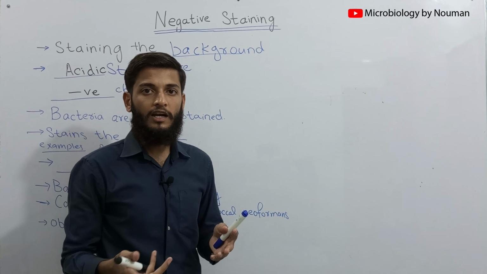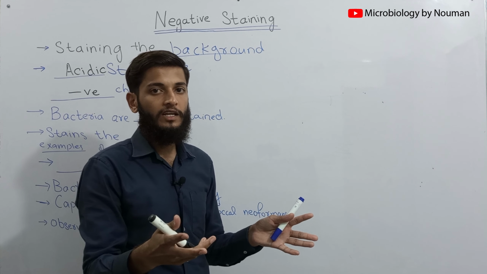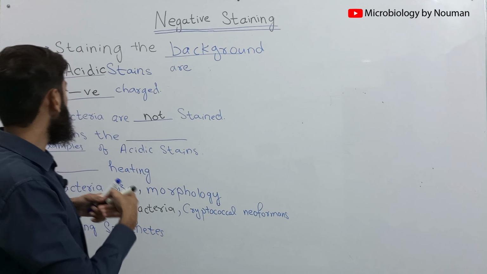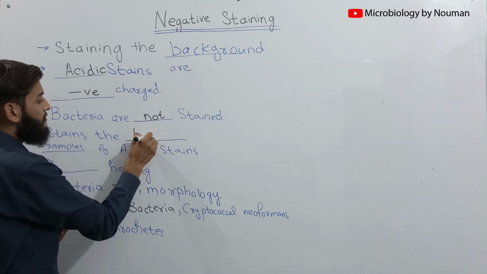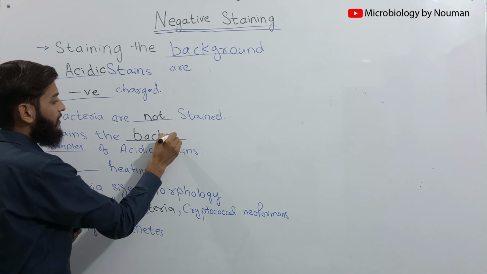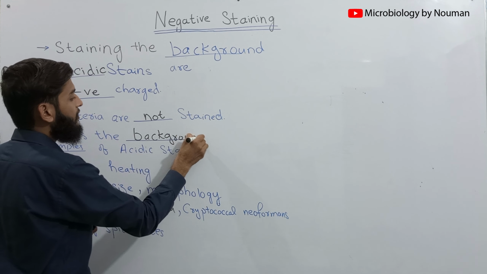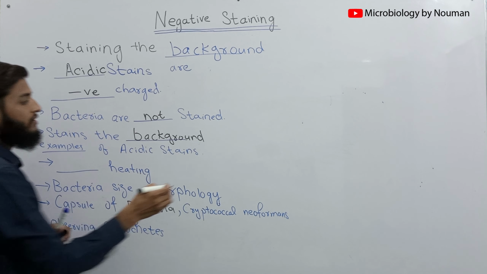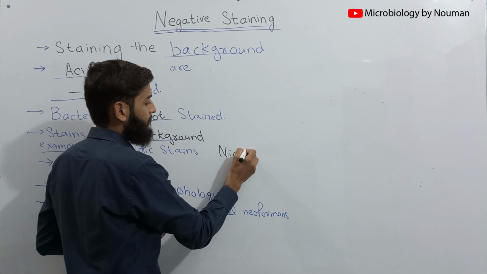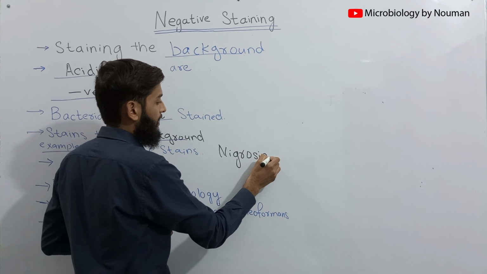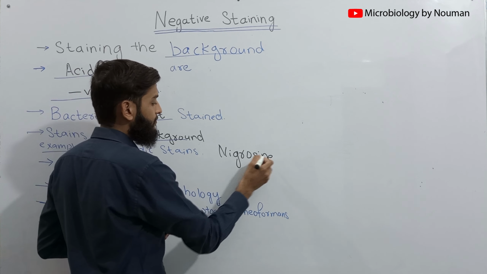Resulting bacteria will be colorless, whereas all the background of the bacteria will be stained. So this staining process results in staining of the background. Examples of acidic stains include nigrosine and Indian ink.